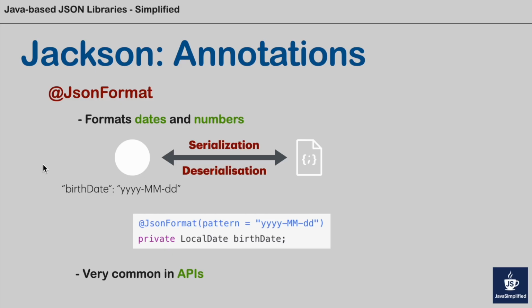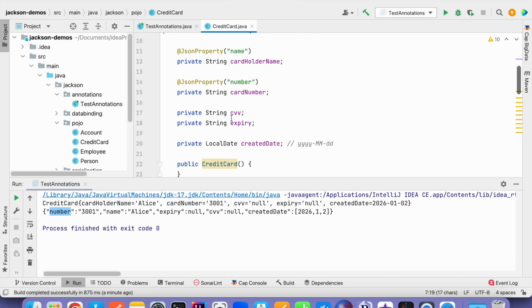The next annotation is JsonFormat. JsonFormat is used in serialization and deserialization. So let's suppose in our Java object there is one field, birth date, and its date format is year, month and date, but I want something different. Let's suppose I want date first, then month and then year. So in code, let me do one thing here. As you know, LocalDate has a default pattern of year, month and date. I don't want to serialize in this format. I want to change it a little bit.